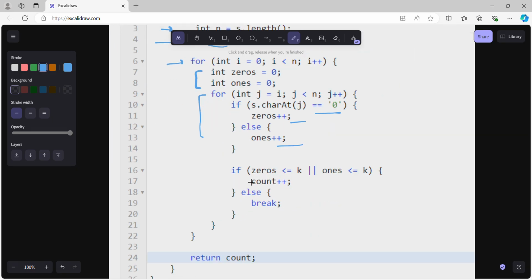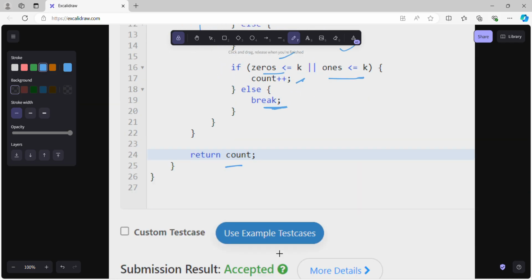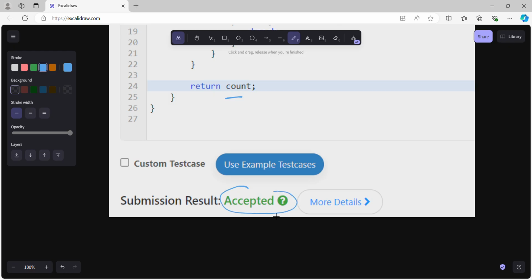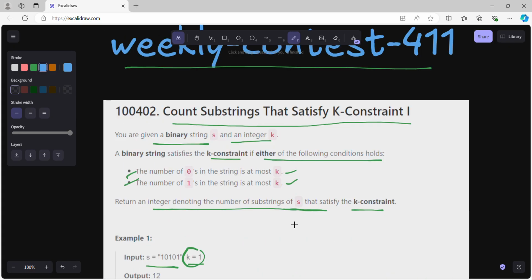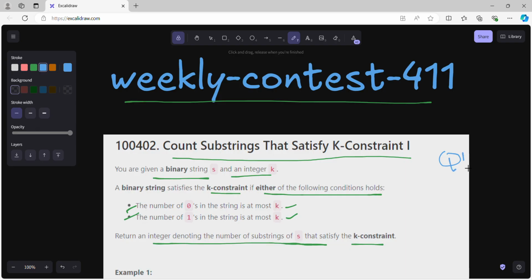If my zeros is less than or equal to k, or if ones is less than or equal to k, at most k, right, as we need, if any of these conditions is satisfied, then we have to increment the overall count, otherwise we just break. In the end I am just going to return count. So this solution is accepted. This is the solution for question number 1 of weekly contest 411. I hope you guys are able to understand this problem.